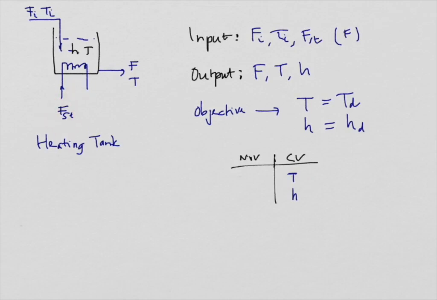So we can see that Fs, the flow of steam. How about the H, the level of liquid? How can we maintain the level of liquid? It can be the flow output or the flow input. So the manipulated variable candidates can be F or Fi.